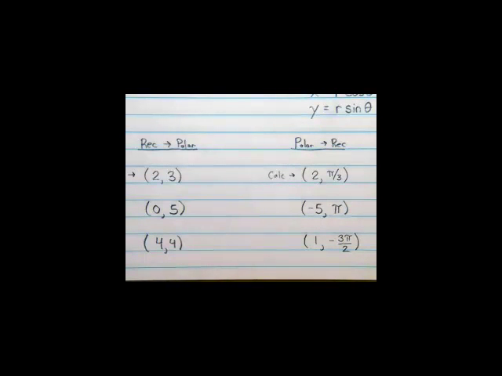I'll give you a hint on the second one. Just think about it. What would be the angle? What would be the radius? You can do that one in your head.